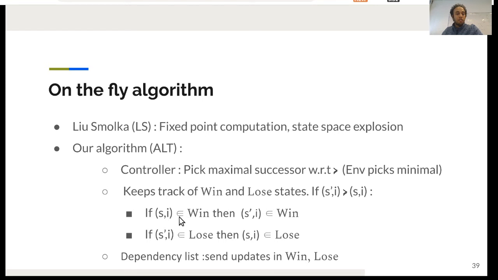It keeps track of the set of all already known winning and losing states, and we can take advantage of it as follows. If we know that a configuration S, I belongs to win, and a new configuration S prime, I simulates S, I, then we can add S prime directly to win. Similarly, if the higher configuration S prime is already in lose, then we can add all the lower configurations with respect to the simulation relation to the lose set. Dependency lists are used to update whenever the win and lose sets are updated, so that the initial configuration will be updated. All these steps together, as we shall see in the experiments, in general result in faster solutions because they reduce the state space.